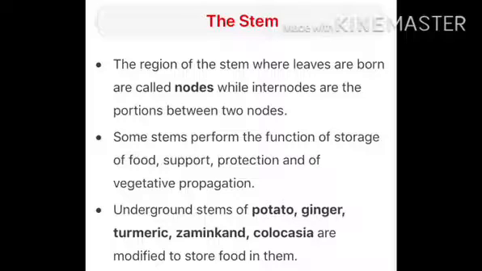Now, the regions of the stem where the leaves are born are called nodes, while internodes are the portions between two nodes. Some stems perform the function of storage of food, support, protection, and vegetative propagation. Underground stems of potato, ginger, turmeric, etc. are modified to store food in them.